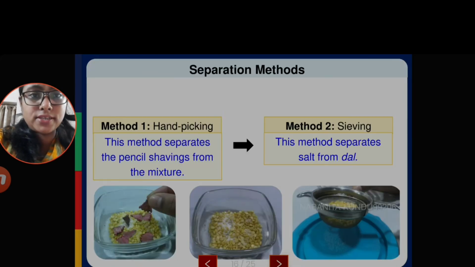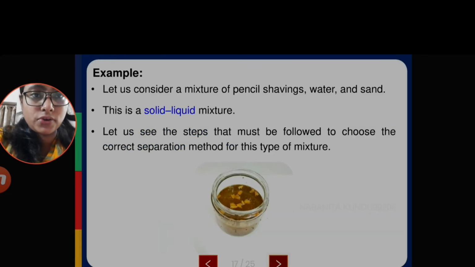Next, the sieving process. How? You can do this whenever there are fine particles and mostly large particles, so you can separate them with the help of the sieving process. Okay.